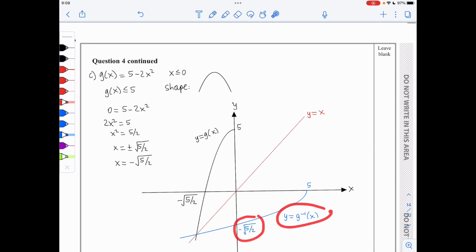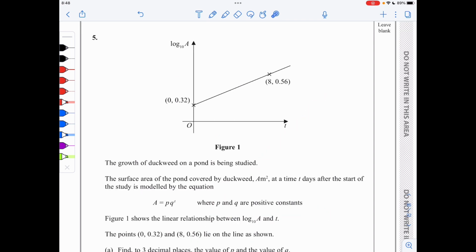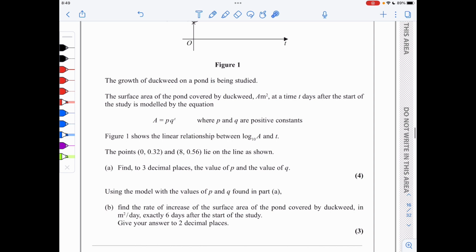This is the graph of g inverse. You can see the symmetry along the line y equals x. In question 4, we have a graph of log a base 10 against t. It's a straight line with these 2 points given. We know that the model is of the form a is pq to the t, and we are asked to find to 3 d.p.s the value of p and the value of q.